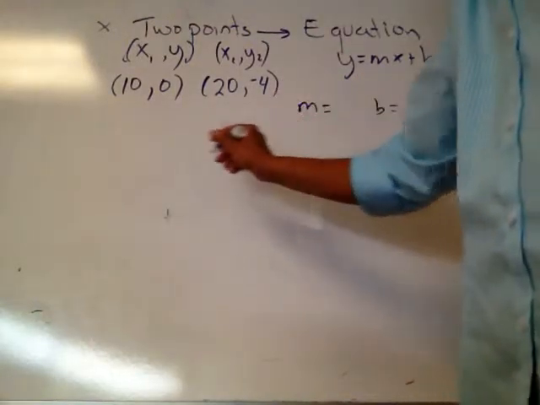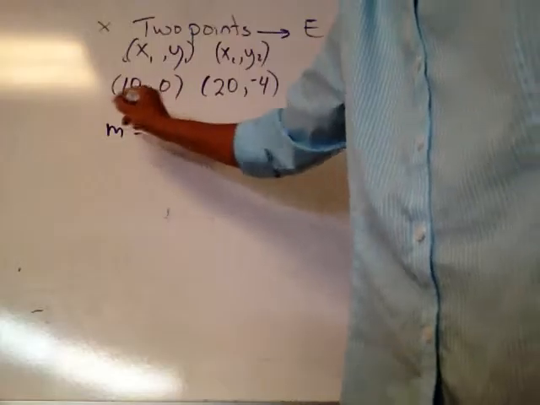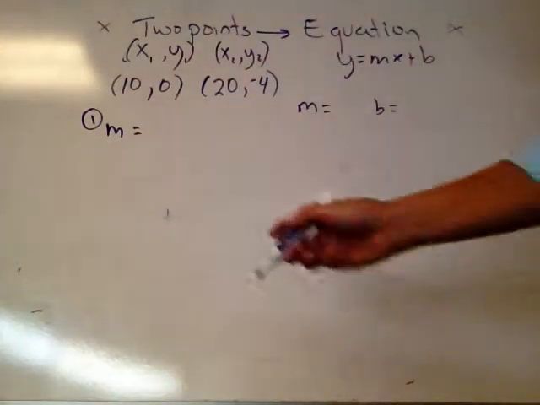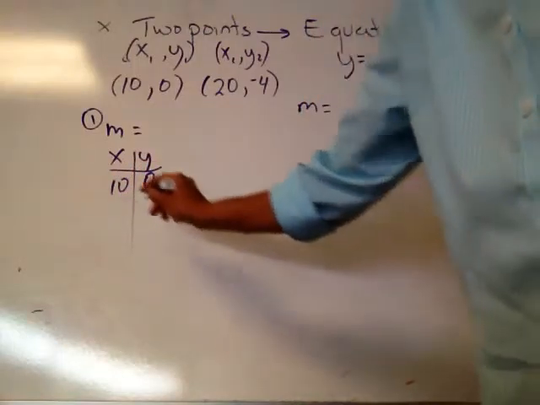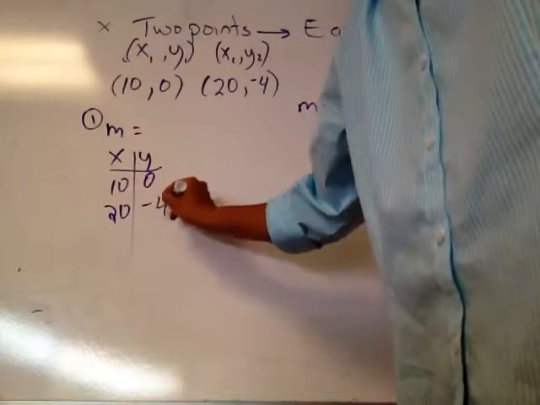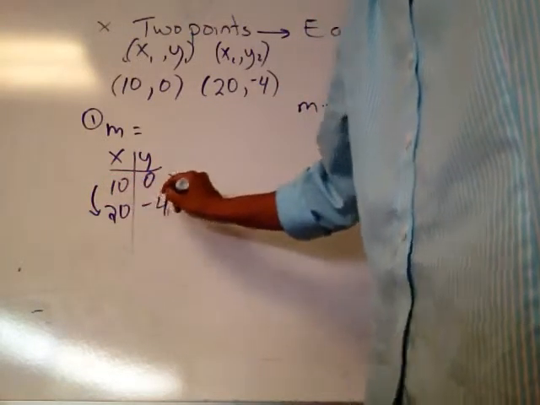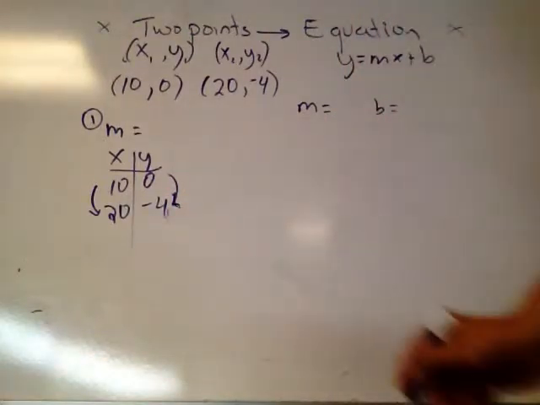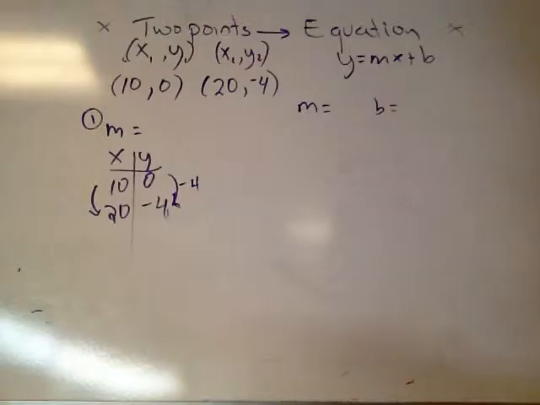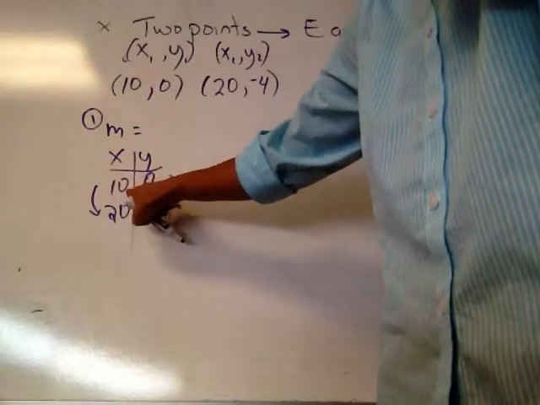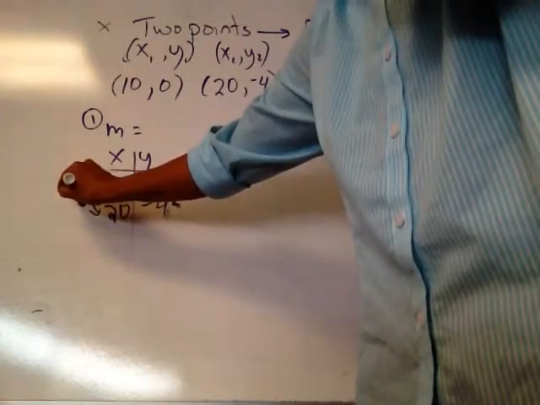So let's go ahead and find slope first. Okay, so that's our first piece that we're going to look for. One of the ways my students work on it is they put it in a table, so 10, 0, 20, negative 4, and I ask myself, how much is this changing? Right, so that grows by negative 4. So what do I do to 0 to get that? I've got to subtract 4. What do I have to do to go from 10 to 20? I need to add 10.